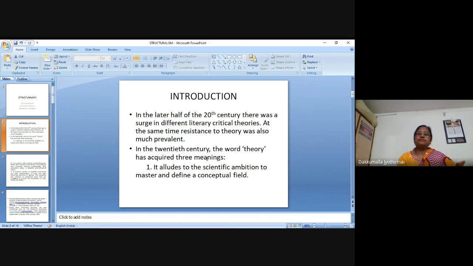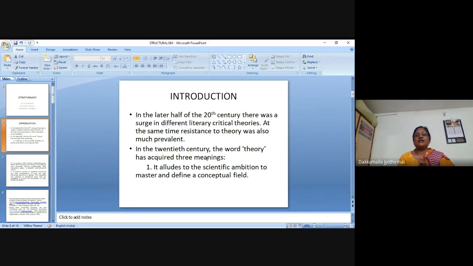On one side, there was the urge to develop critical theories and to give a scientific basis for literary criticism or the study of literature. On the other side, there was some resistance also. This was also prevalent, because without mentioning any theory, we have criticism. That is what you have to try to understand.